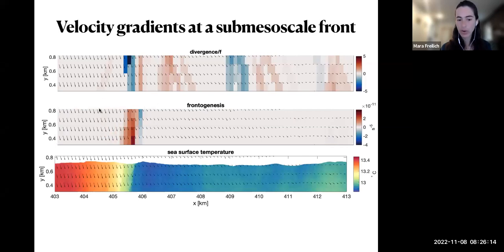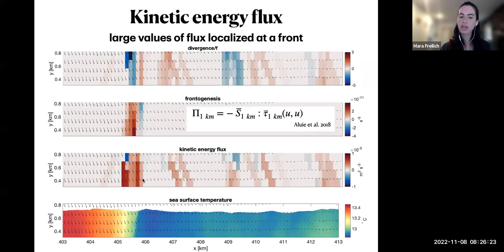And we also have a buoyancy frontogenesis at this front. And related to that, we have a forward flux of kinetic energy. The kinetic energy I calculated using the coarse graining method of Louis et al. And I'm looking here at the kinetic energy flux across 1 kilometer, which is the largest scale at which we're able to compute the kinetic energy flux from these observations.